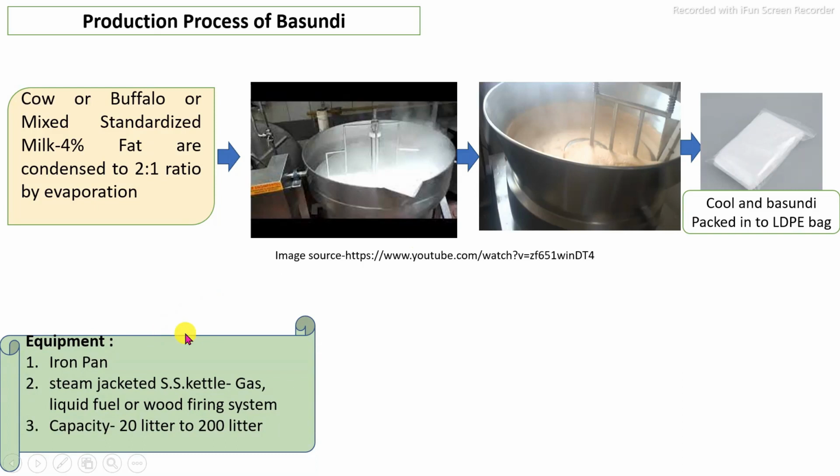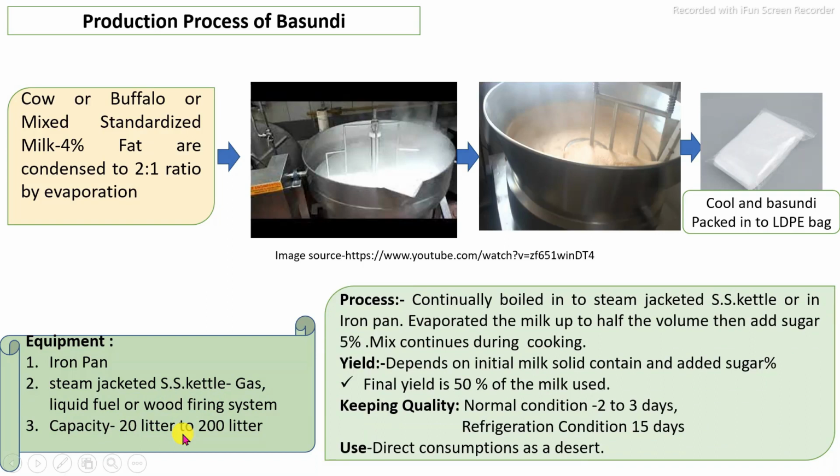The main equipment required is, in the traditional process, an iron pan or open pan boiling system, or steam jacketed kettles, which may be fired with gas, liquid fuels, or a wood firing system. The capacity of the equipment varies from 20 liters to 2000 liters as per our requirement. In the processing steps, continuous boiling in steam jacketed kettles or in the iron pan evaporates the milk to half the volume, then 5% sugar is added and mixed properly during the cooking process.